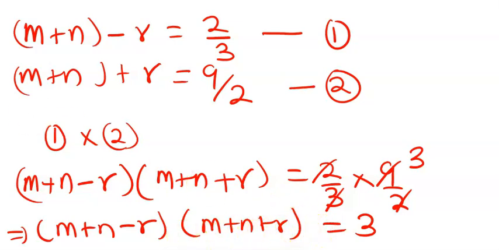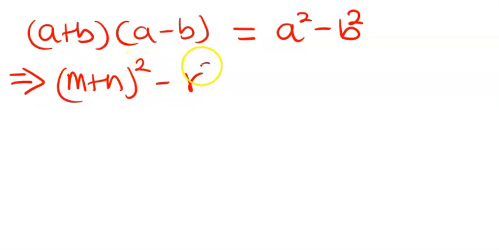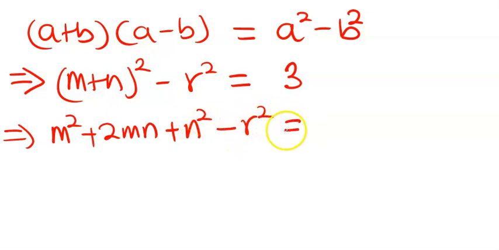Now, let's go back to the expression that we have here. Using the difference of two squares, we are going to have m plus n all squared minus r squared, which is equal to 3. Now, let's expand this one. So we have m squared plus 2mn plus n squared minus r squared is equal to 3.